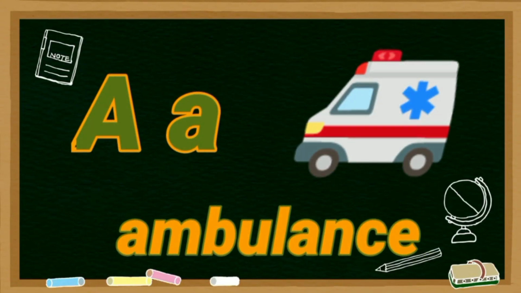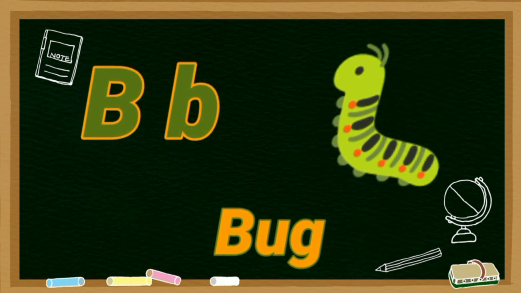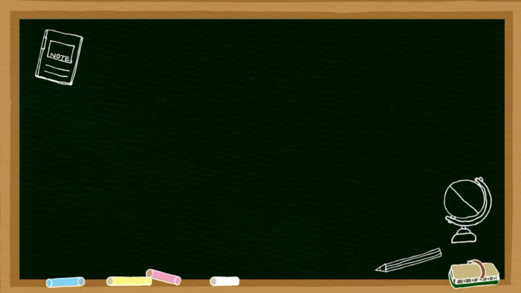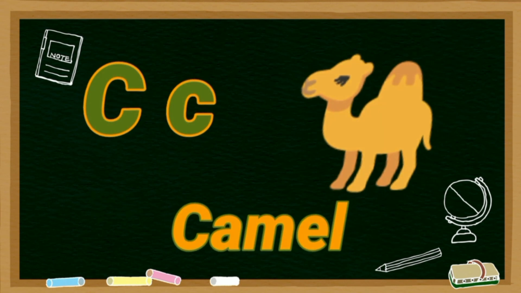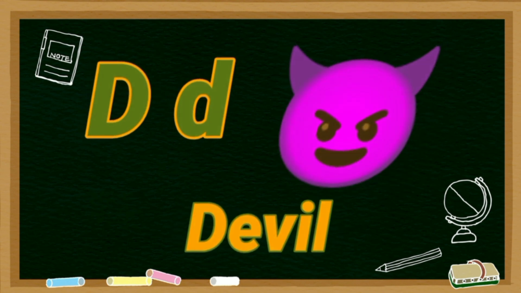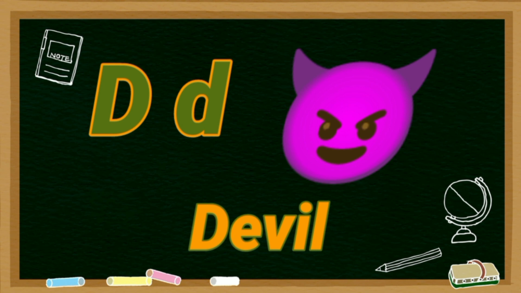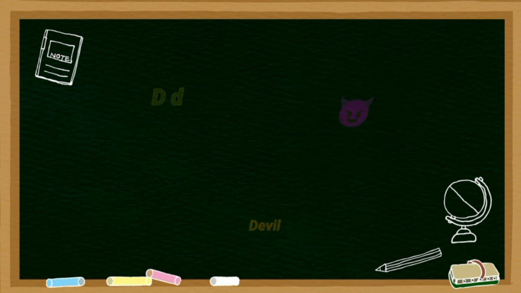A is for ambulance. B is for bug. C is for camel. D is for devil.